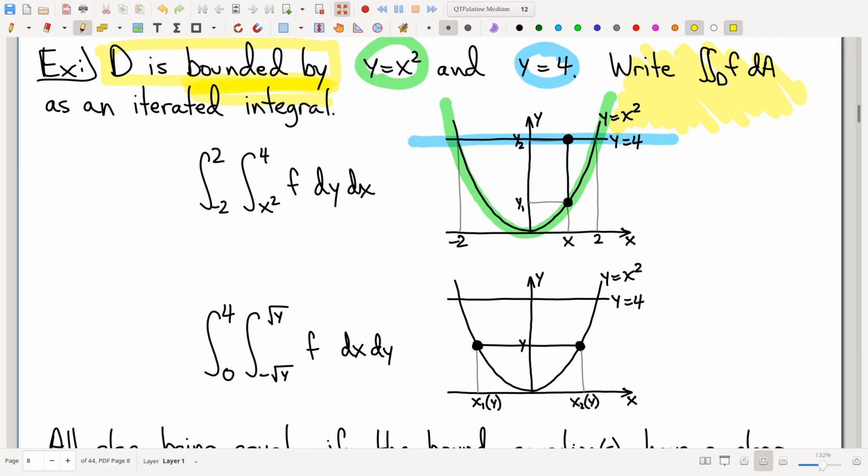Is this D? No, because there is a second requirement. When you say bounded by, it doesn't just mean that we're telling you what the boundary is. It also means that the region is bounded. And bounded means that you can put it in a box, that it doesn't run off to infinity in any direction. So there are various different regions whose boundary consists of these two curves, but there is only one that is actually bounded. So this is the only region we could be talking about.